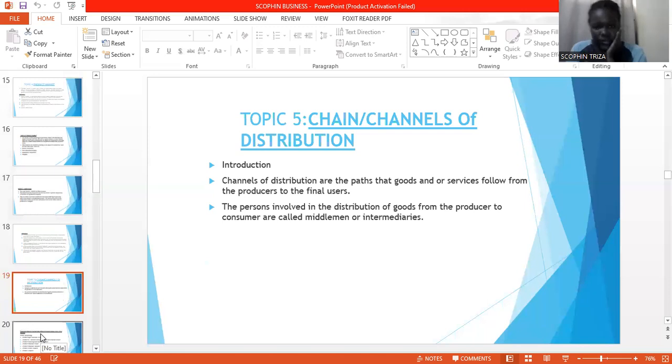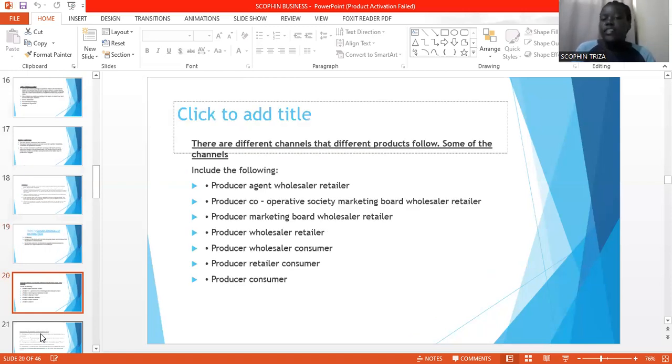Topic 5 is chains or channels of distribution. Introduction part. Now, channels of distribution are the paths that goods and services follow. The person involved in the distribution of goods from the producer to the consumer is called an intermediary or a middleman.